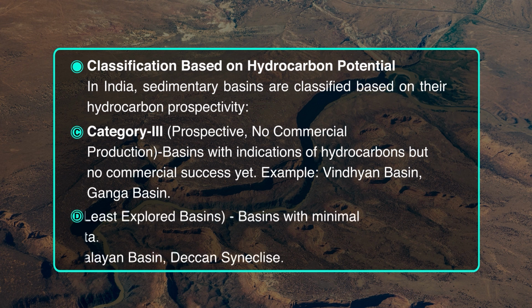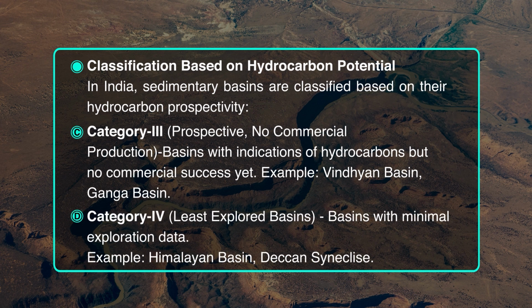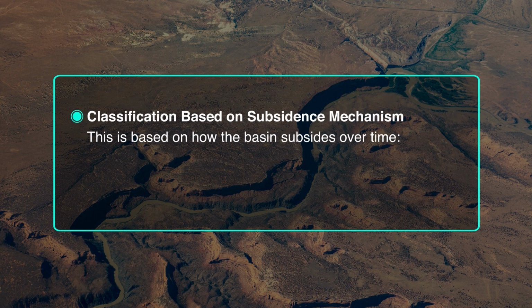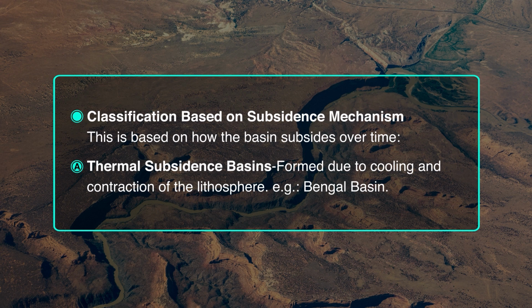Then the fourth is category 4, the least explored basins. The basins with minimal exploration data fall under this category, like the Himalayan Basin and the Deccan Synclinal. Based on subsidence mechanism also it can be classified. The first class is the thermal subsidence basins, which are formed due to the cooling and contraction of the lithosphere.